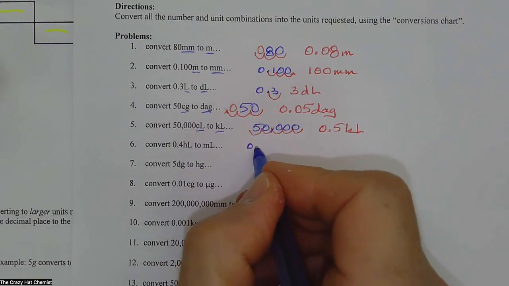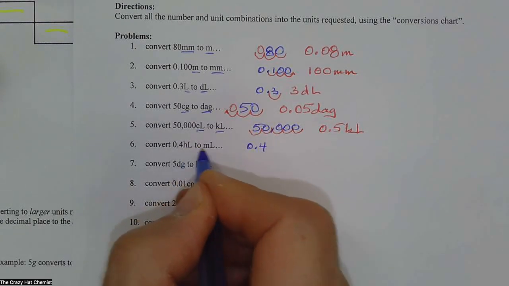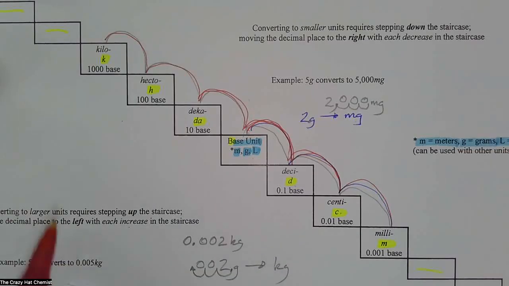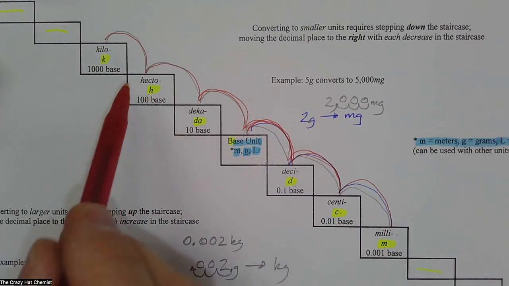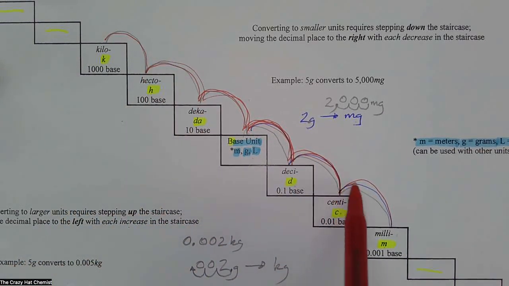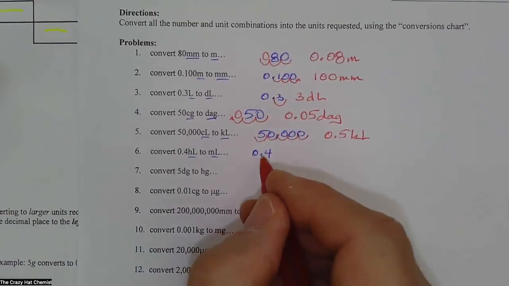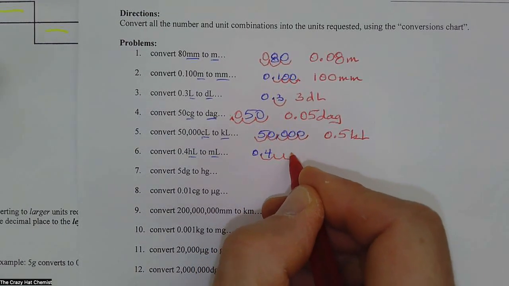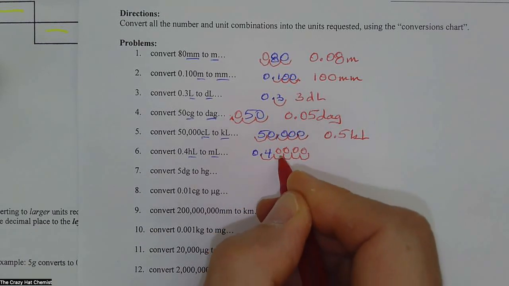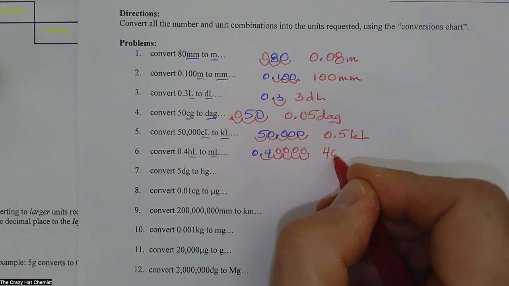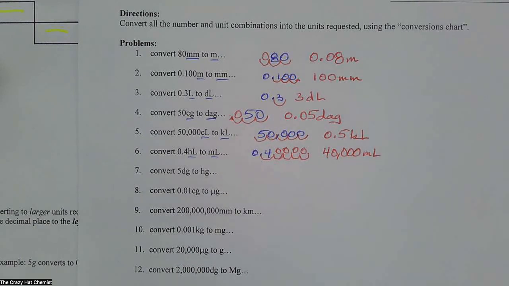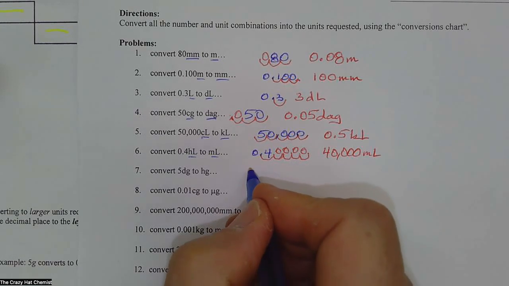So we have 0.4 hectoliters to milliliters. So hecto to milli. So starting at the hecto, we're going 1, 2, 3, 4, 5 to the right. We're going to replace all these with zeros, and that will be 40,000 milliliters. Perfect.